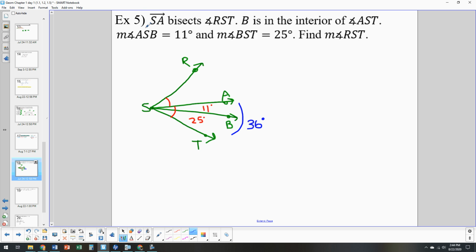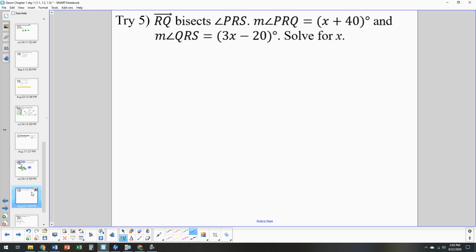And because they told me this information, the fact that SA bisects RST, I knew then that this piece was the same as this piece, this is another 36 degrees here, because it has to be the same as AST. So if I'm looking for the measure of angle RST, that's the 36 that's here, and the combined 36 that's here. So together, we get 72 degrees for the measure of angle RST. All right, so you're going to go ahead and try this one and answer it in the program.